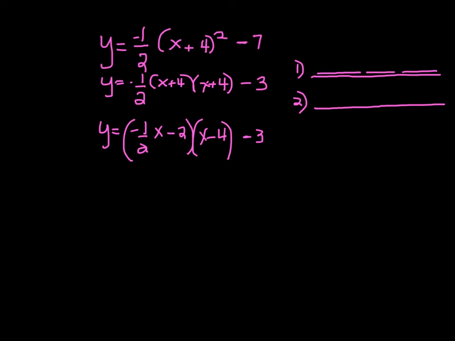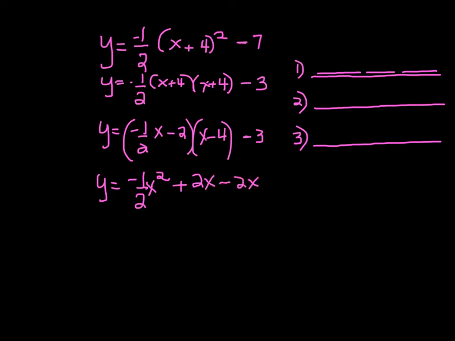That shouldn't be a 4. I can't count today. Now I'm going to multiply the binomials. So I'm -1/2 x times x, -1/2 x times -4, -2x times x, and -2 times 4. And don't forget I have the -3 here at the end, this -3. I always forget to bring down, don't forget.